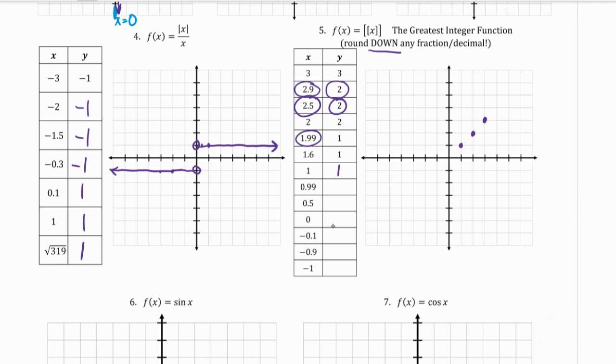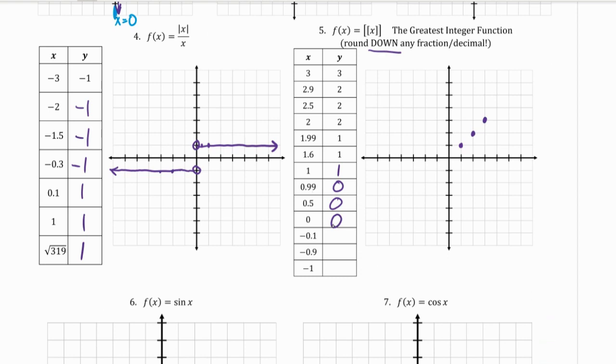1.99, very close to 2, but rounds down to 1. 1.6 rounds down to 1, et cetera, et cetera. So if it's a fraction or a decimal, you need to round it down to the nearest whole number. So 0.99 is close to 1, but we know it rounds down to 0. 0.5 rounds down to 0. 0 stays 0.